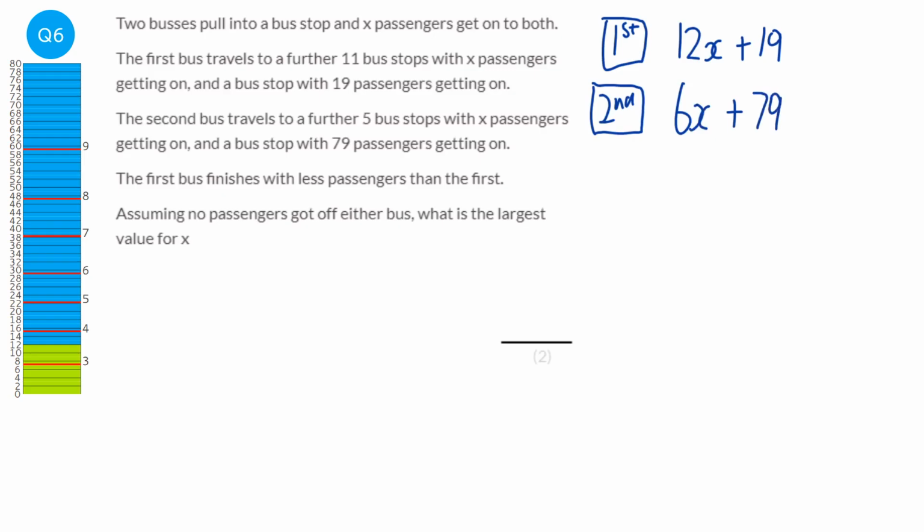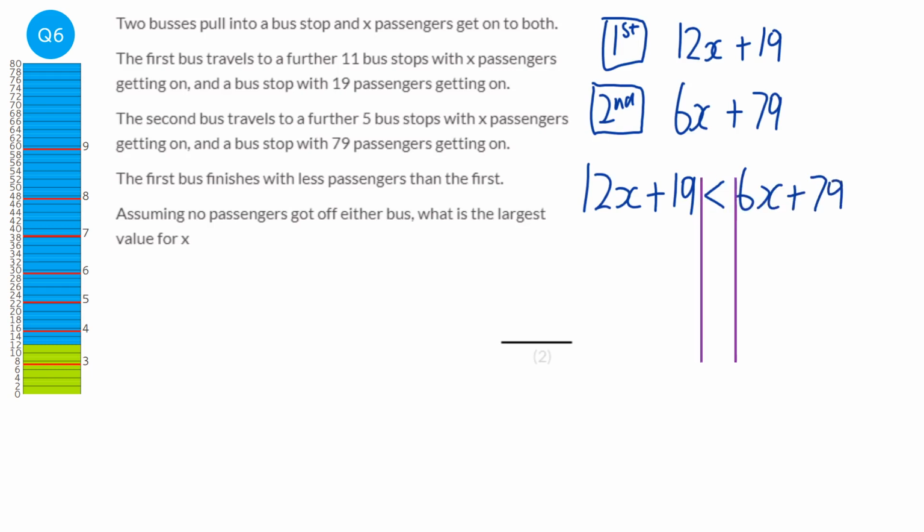And it says the first bus finishes with less passengers than the second. So the first bus finishes with less, and the way we show that is with this inequality here. Now all we need to do is solve that inequality, and we've got x on both sides, so we look at the x's. We've got 12x and 6x, so we always take away the smaller amount, so we're going to take away the 6x both sides.